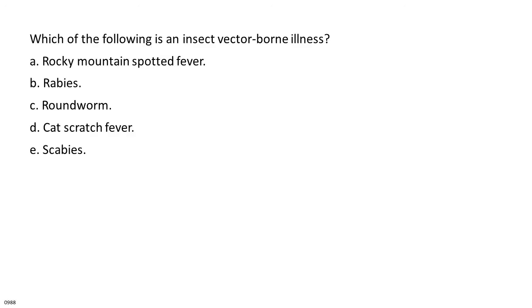Which of the following is an insect vector-borne illness? A. Rocky Mountain spotted fever. B. Rabies. C. Roundworm. D. Cat scratch fever. E. Scabies.